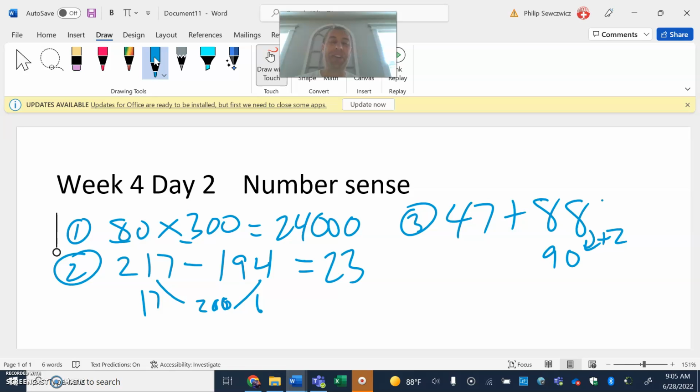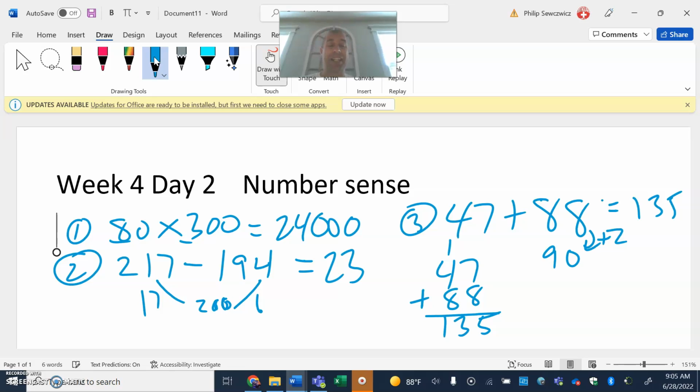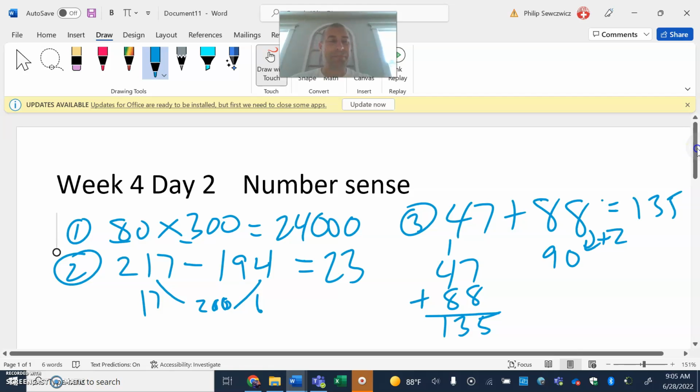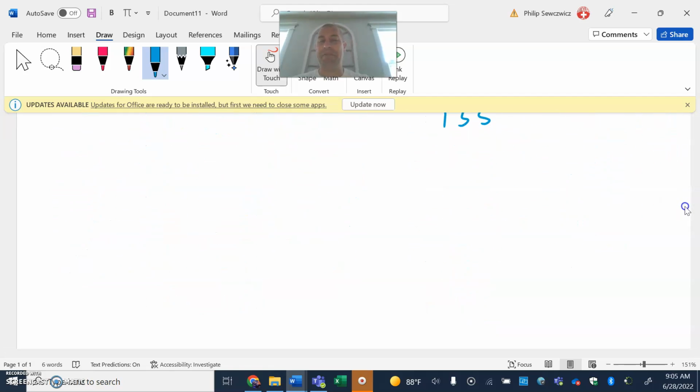So 137 becomes 135. In all honesty, because it's addition, a lot of you might have said it would have been faster to just do that to get to the answer, and I agree with you there. But we're working on that number sense, the ability of getting to a number that ends in a 0 because it's the tens. That's what we're working on here.